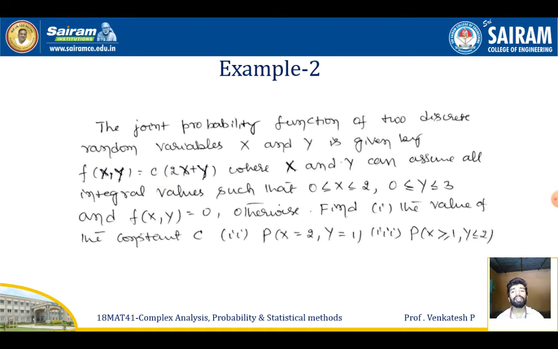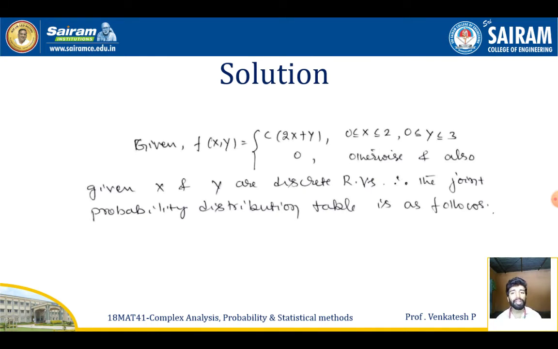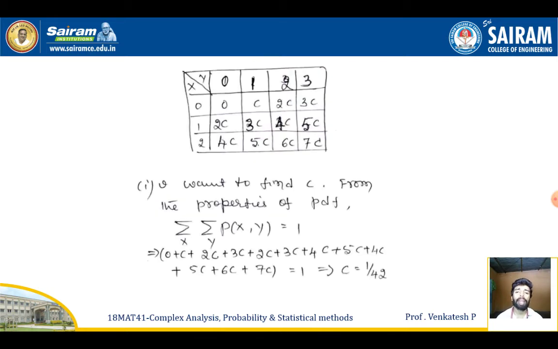So to do this, the first thing is we have to make the joint distribution table. So given f of x comma y is given by c into 2x plus y for the range of 0 less than or equal to x less than or equal to 2, 0 less than or equal to y less than or equal to 3, and the function will be equal to 0 otherwise. And also given that x and y are discrete random variables, therefore the joint probability distribution table is as follows. So first let me define the values of x and y. I am taking x equal to 0, 1, 2 according to the range of x. Similarly I am taking y from the range of y, that is 0, 1, 2, 3.